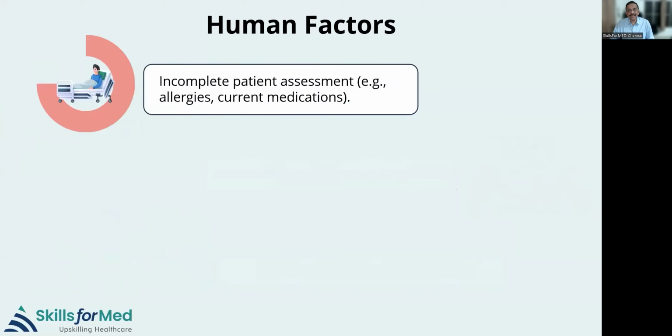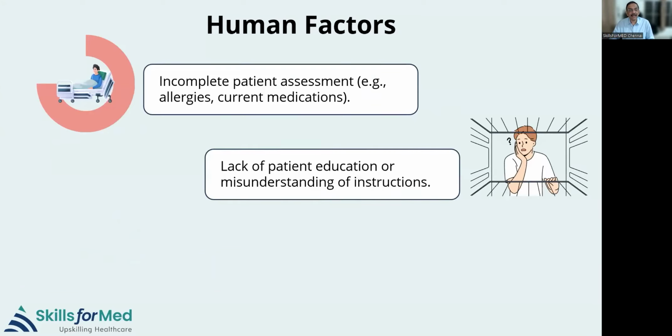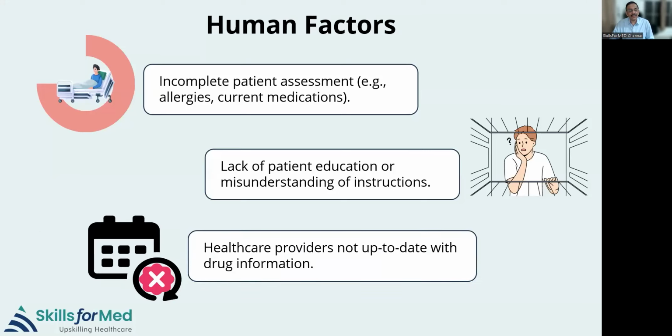And we continue, as you can see, there are a lot of causes for human errors. Incomplete patient assessment: you don't take a proper history about the allergies and current medication, so either there is duplication or you give an allergic drug. Lack of patient education, or the patient misunderstands your instructions, and healthcare providers are not up to date. If some particular drug is withdrawn, then all of us need to know about it so that we don't keep prescribing it. If we don't keep ourselves up to date, medication errors can also happen. So these are the main causes of human errors.